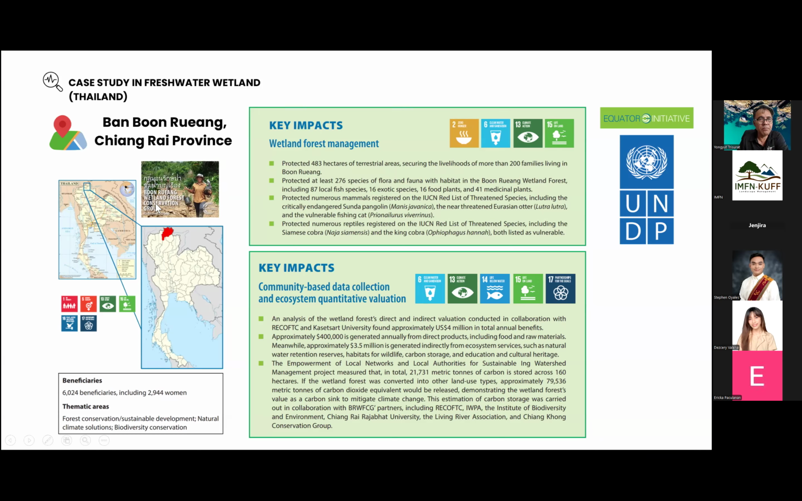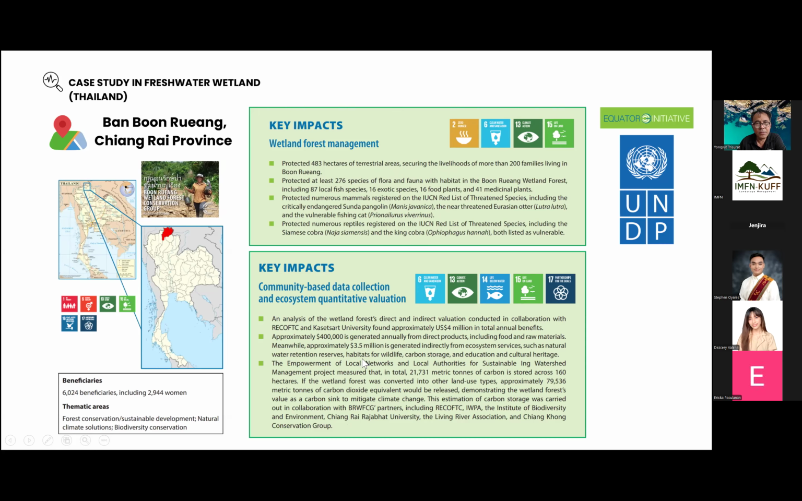For example, in Chiang Rai province, they have the wetland in Nong Bong Khai. This is an important wetland. So they have wetland management, because the wetland can protect several trees, flora and fauna species, and a number of mammals and reptiles that are listed as endangered species by IUCN.